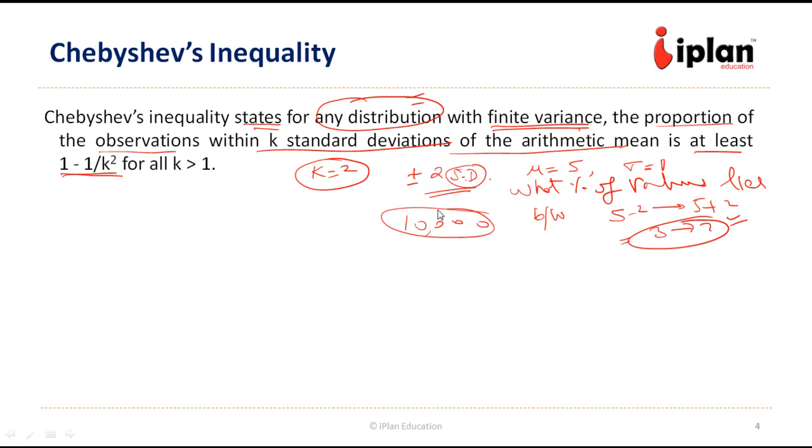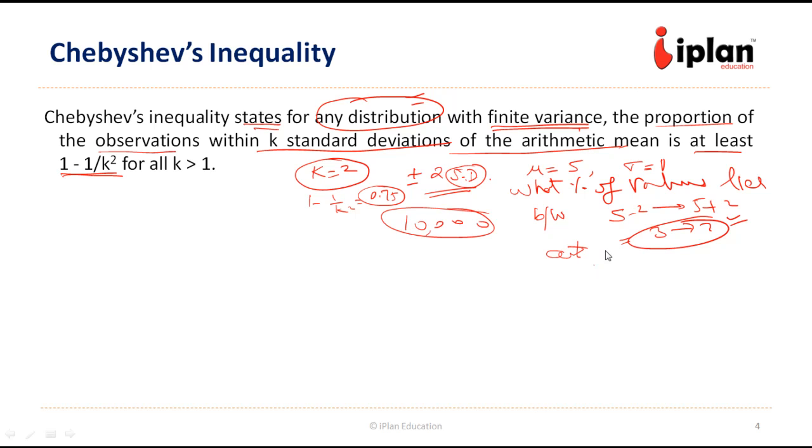So this theorem says that the proportion of observations within k standard deviations of the arithmetic mean is at least 1 minus 1 upon k square. So what is 1 minus 1 upon k square in this case? 1 minus 1 by 4, that is, 1 minus 0.25 is 0.75. So at least 75% of the values.